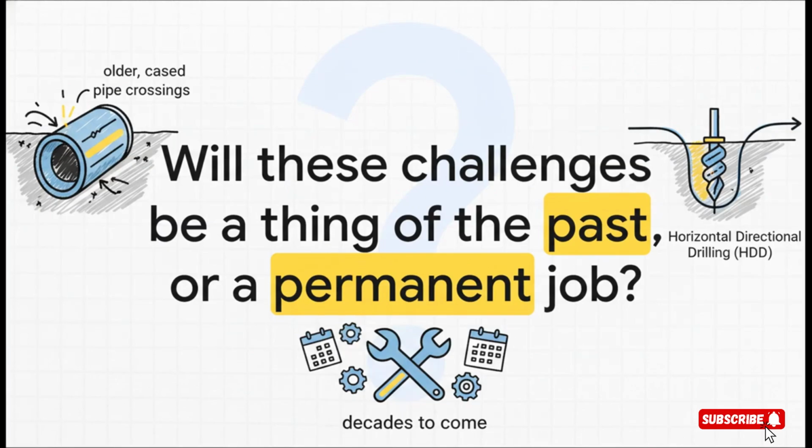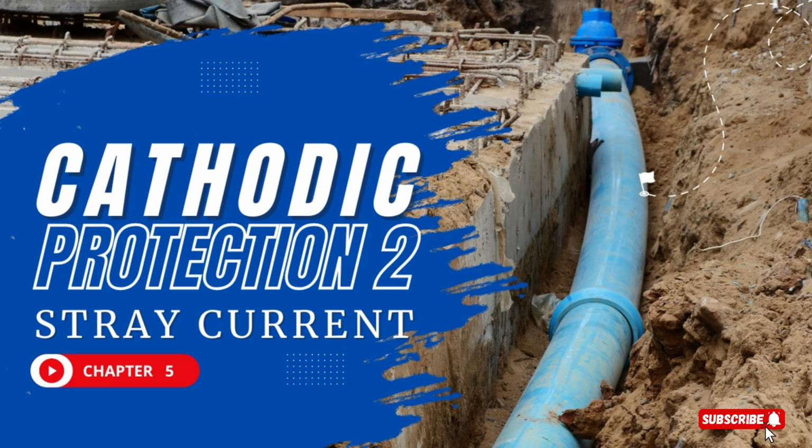And all of this brings us to one final thought about the future. Modern construction methods like horizontal directional drilling, or HDD, allow us to install new pipelines under roads without using casings at all. So you might think, well, is this problem just going to go away? The answer is a hard no. There are literally hundreds of thousands of these older, cased crossings already in the ground, and they are the backbone of our energy grid. So while new builds might be different, the job of diagnosing, maintaining, and protecting this huge legacy network means these skills will remain absolutely essential for corrosion technicians for decades to come.